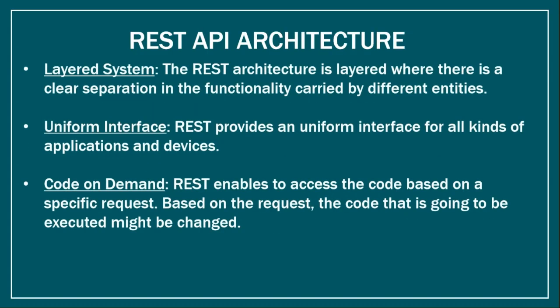The REST API follows a layered system, which means that there is a clear separation between functionalities followed by different entities. The REST API has a uniform interface, which means that it will work the same for all the devices and all the platforms. The REST API follows a code on demand property, which means that it enables access to the code based on a specific request. That is, based on a specific request, the code that is going to be executed might change.